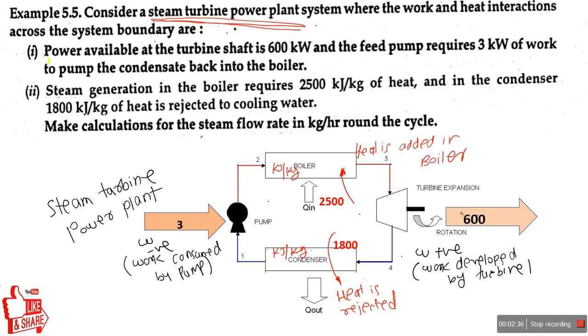The given data: power available at the turbine shaft, the power developed by the turbine, is 600 kilowatt, and the feed pump requires 3 kilowatt of work to pump the condensate back into the boiler. The second data given: steam generation in the boiler requires 2,500 kilojoule per kg of heat, and in the condenser around 1,800 kilojoule per kg of heat is rejected to the cooling water.